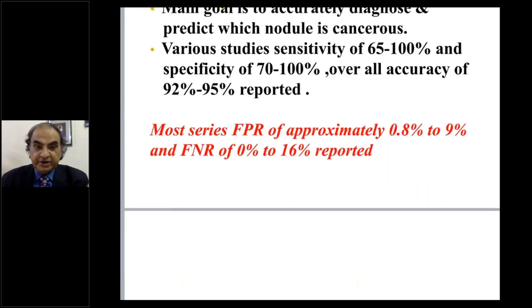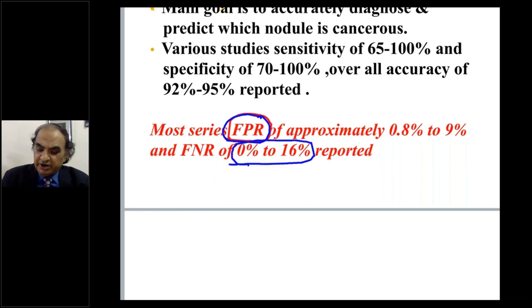Then, of course, down to what is the bread and butter, the false negative rates and false positive rates of FNAC. Important. What do you mean by false positive rates? You must be wondering, how can FNAC produce false positive rates? Well, the answer is simple. If you have a hyperplastic nodule, then you may actually get lots of atypia, and you can get falsely labeled as malignant in that case. And the false negative rates are 0 to 16%, which is a range which is wide.